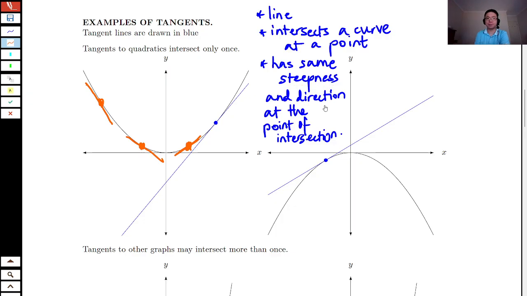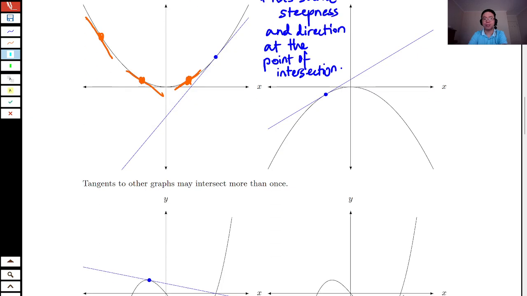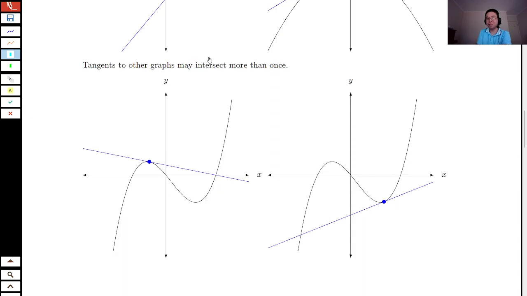For now, here's what I want you to know. If you're dealing with a quadratic, a tangent line is only going to intersect the graph once. And that's actually very special. This does not happen for most graphs. If I show you another type of graph, such as a polynomial, that is no longer true. If I have other graphs, the tangent could intersect at another point.